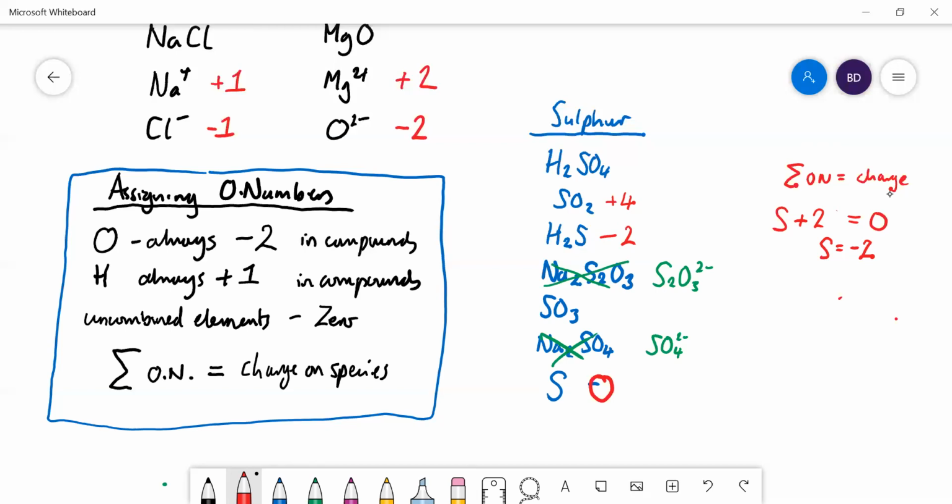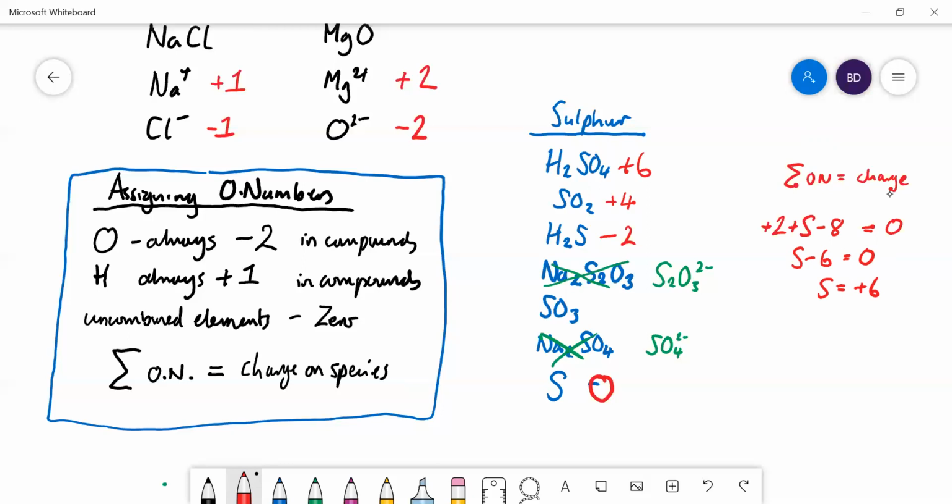Let's do sulfuric acid now. Okay, so sulfuric acid. We have got the charge on the species equal to 0. We've got 2 hydrogens, each one of them is +1, so that's +2. We've got sulfur, which we don't know, call that S, and we've got 4 oxygens, each one of -2, so that's -8. So S minus 6 is equal to 0. So the oxidation number of sulfur is plus 6.